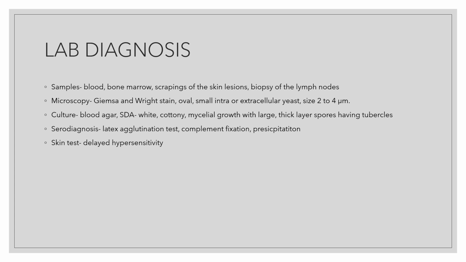Then we would be seeing the serodiagnosis. For serodiagnosis, you can take the latex agglutination test, or you can go for complement fixation, or you can do precipitation. The titers over here would be positive if greater than 1:8. For active histoplasmosis infections, the titer should be positive and greater than 1:32. Now we can do a skin test too to find this out. In the skin test, we inject histoplasmin into the patient intradermally, which causes delayed hypersensitivity.